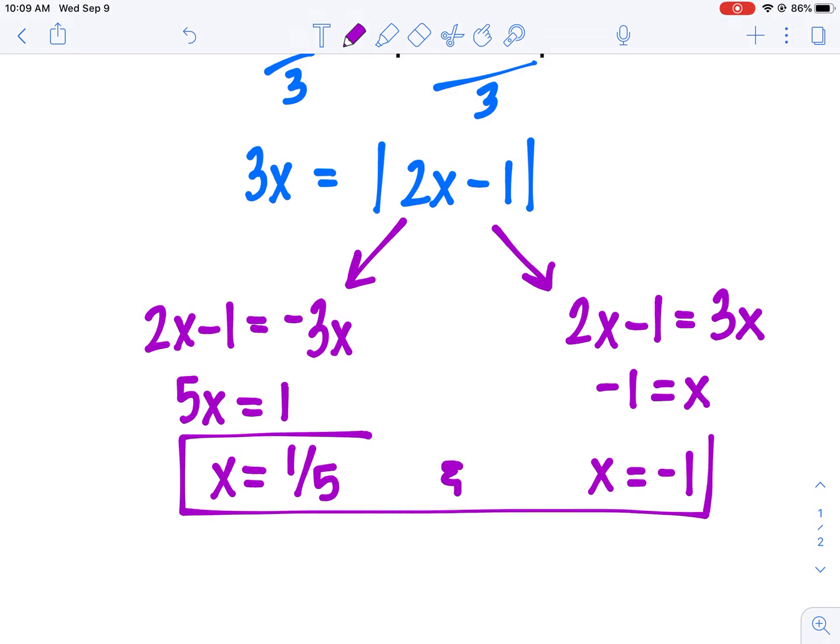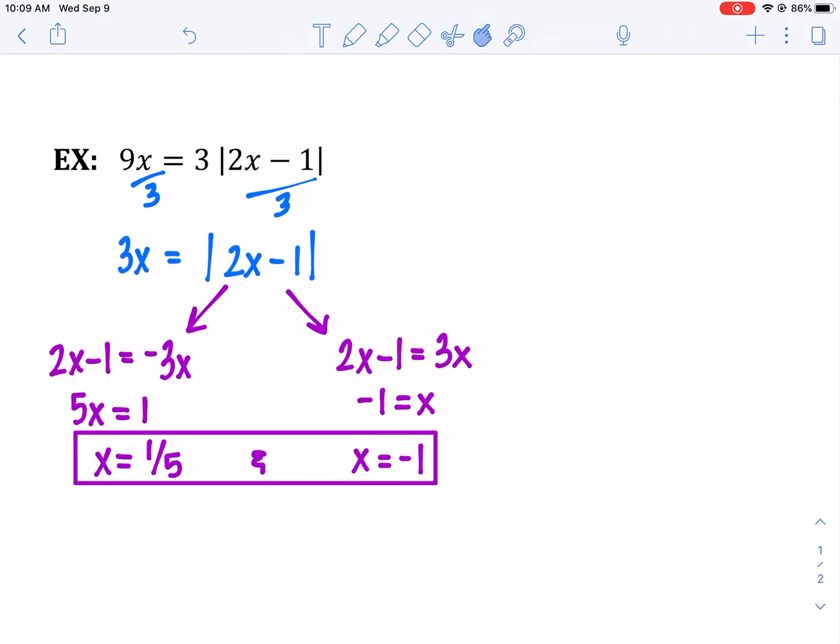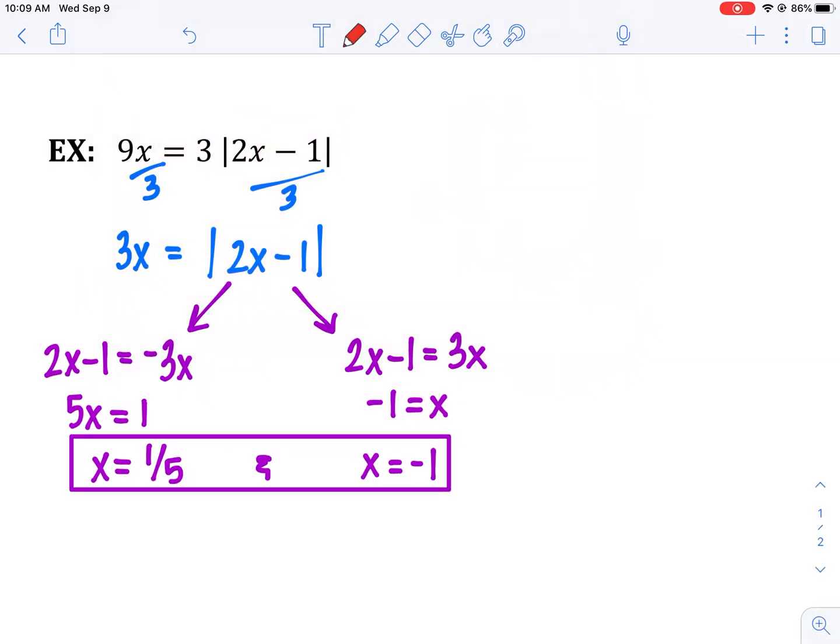Okay. So these are my 2 answers. I'm not done though. You need to check your answers. I even like putting a different color so I know, yes, I checked. Let's plug in my first choice.